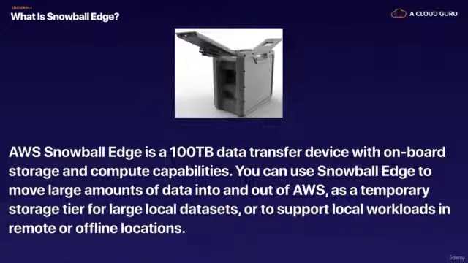We also have a Snowball Edge. Snowball Edge comes in 100 terabytes worth of data, and this is a device with onboard storage and compute capabilities. So you can actually run Lambda functions from Snowball Edge. We're going to cover what Lambda is later, but essentially this gives you compute and storage. You can use Snowball Edge to move large amounts of data in and out of AWS, as a temporary storage tier for large local data sets, or to support local workloads in remote or offline locations.